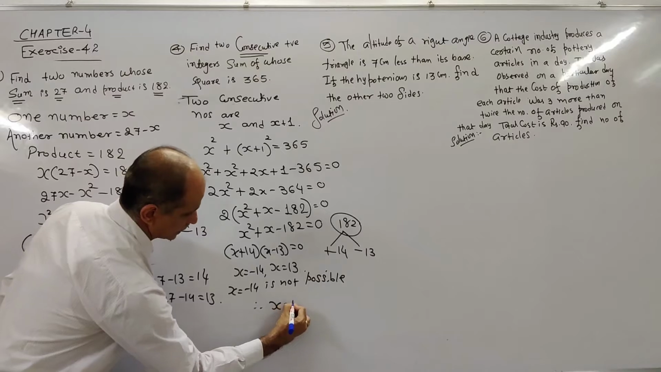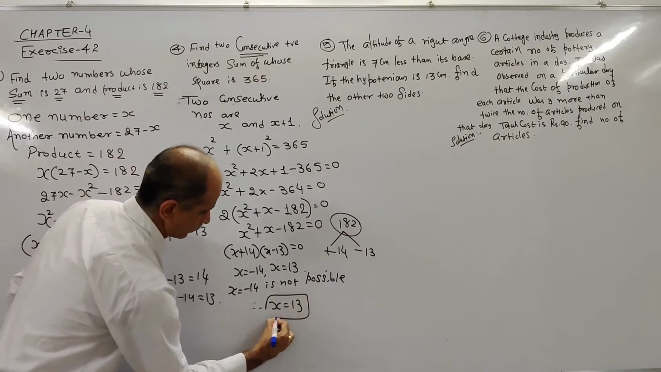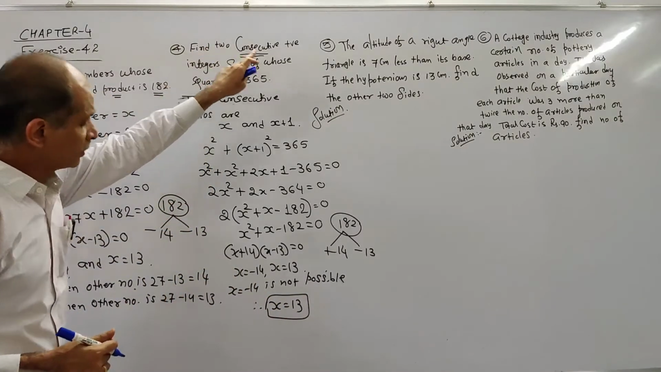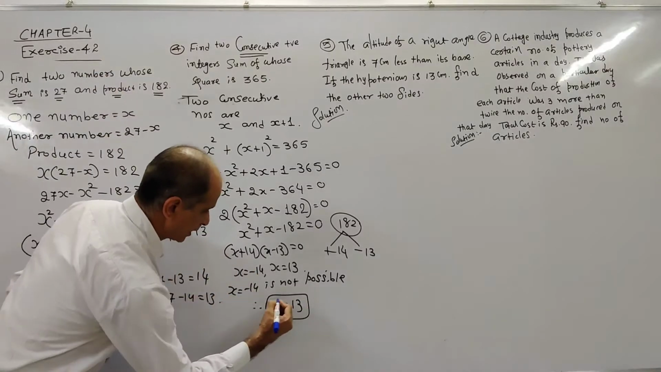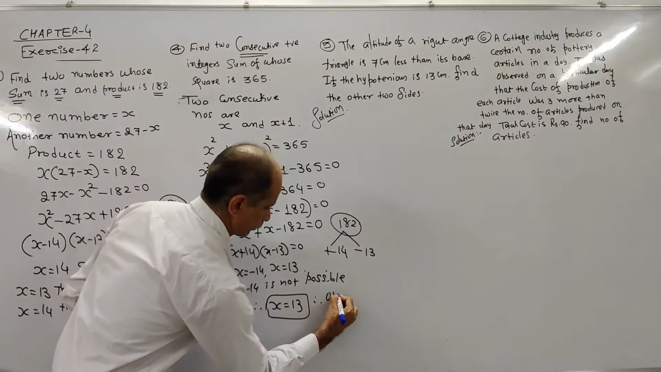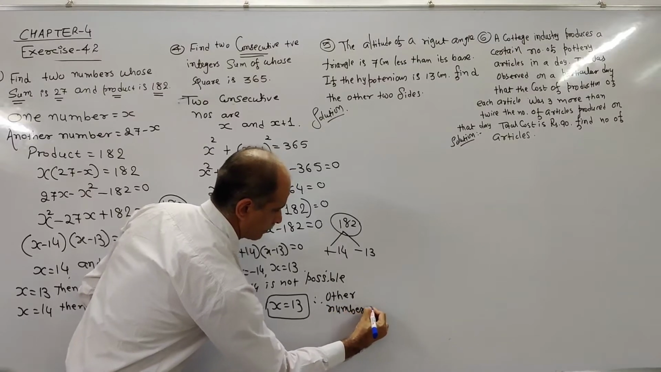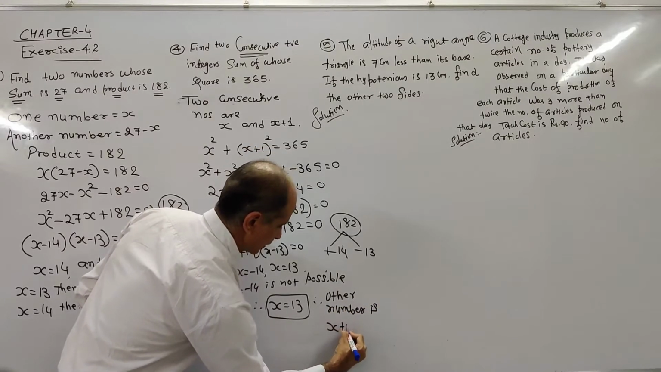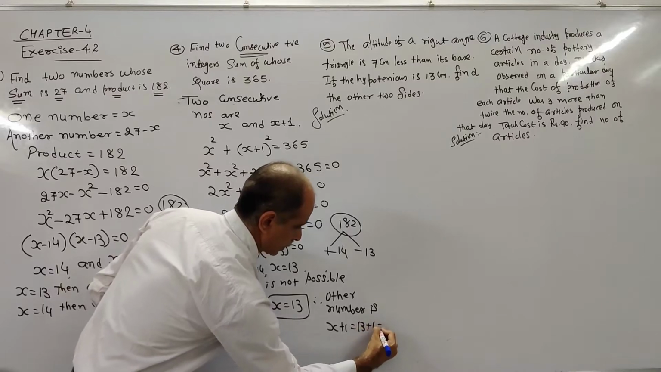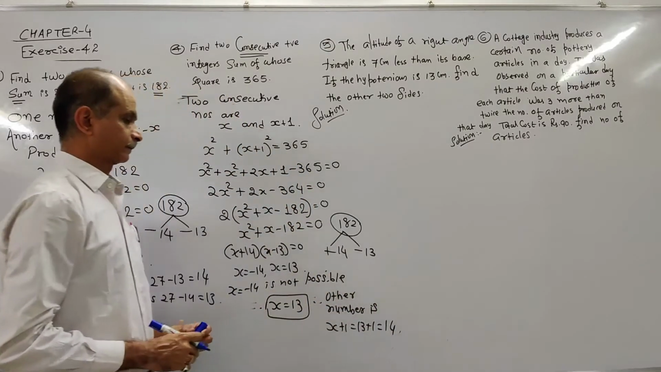Therefore x is equal to 13. We find 2 consecutive numbers. So one number is 13. Therefore the other number is x plus 1, which is equal to 13 plus 1, which is equal to 14.